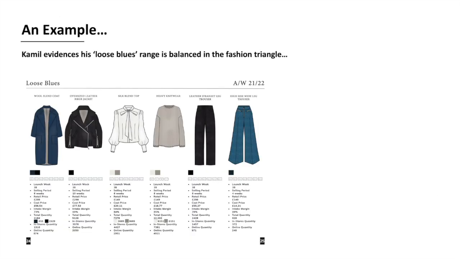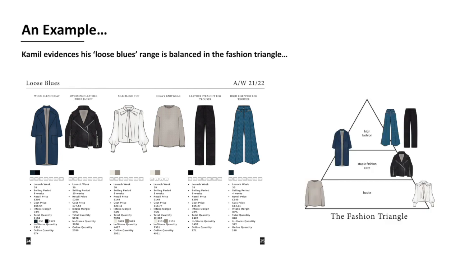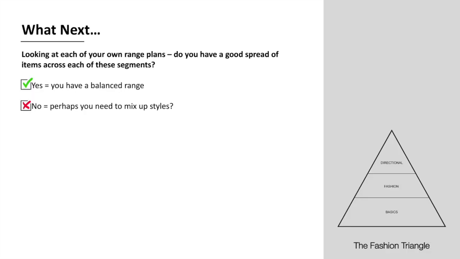A good example is Camille's from a couple of years ago. So this is his range plan, and he's plotted it on the fashion triangle. He's got a good balance across the whole thing. So it's got a few directional pieces at the top, his staple core bits of fashion in the middle, and then the basics at the bottom.